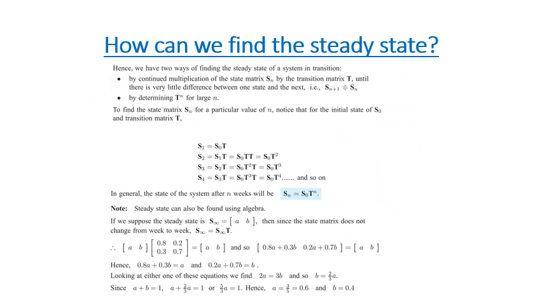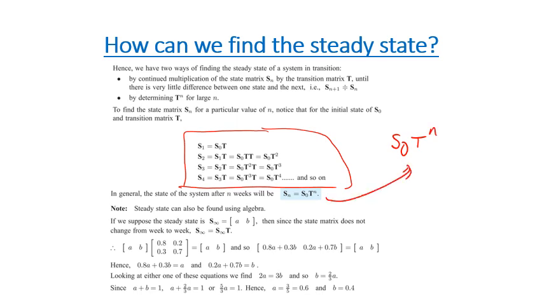Okay, so there's a couple of ways we can find the steady state. Like I was doing before, S1 was S0 times T, S2 was S1 times T, S3 was S2 times T, etc. But you'll notice that we can also just multiply our S0 value by T, and we can actually do T to a power of n, and that'll equal our state matrix after that number of times. So that's an important formula for you to figure out.